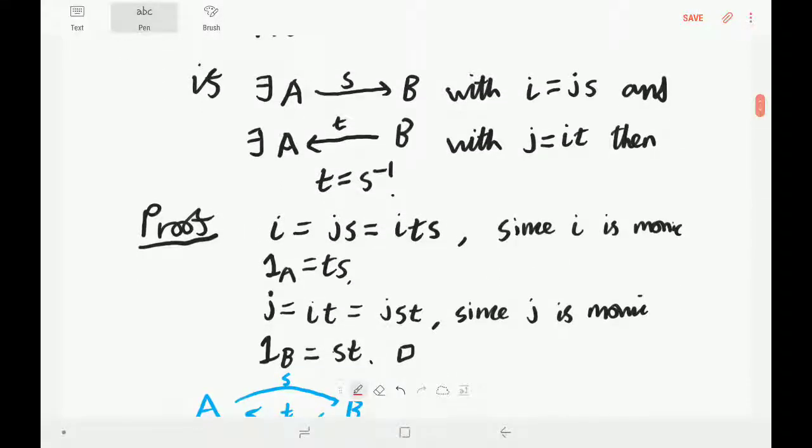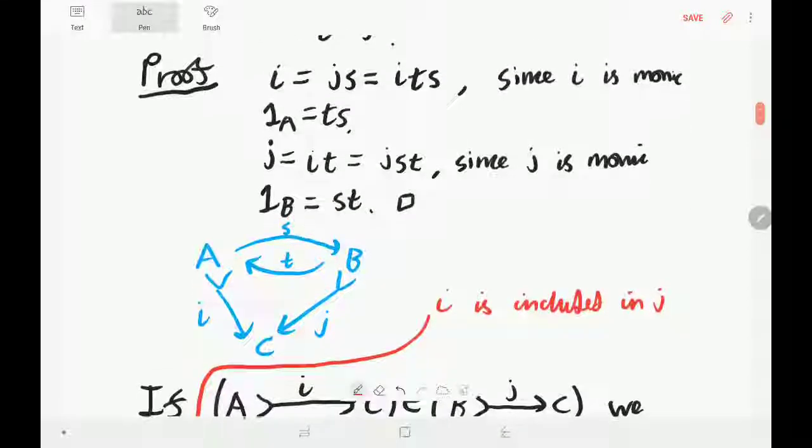So how can we see that? Well, just using these equations, I is equal to JS and J is equal to IT, we get that I is equal to JS equals ITS, and then since I is monic, that means the identity is equal to TS. Similarly, J is equal to IT equals JST, and since J is monic, identity equals ST. So that shows S and T are isomorphisms.